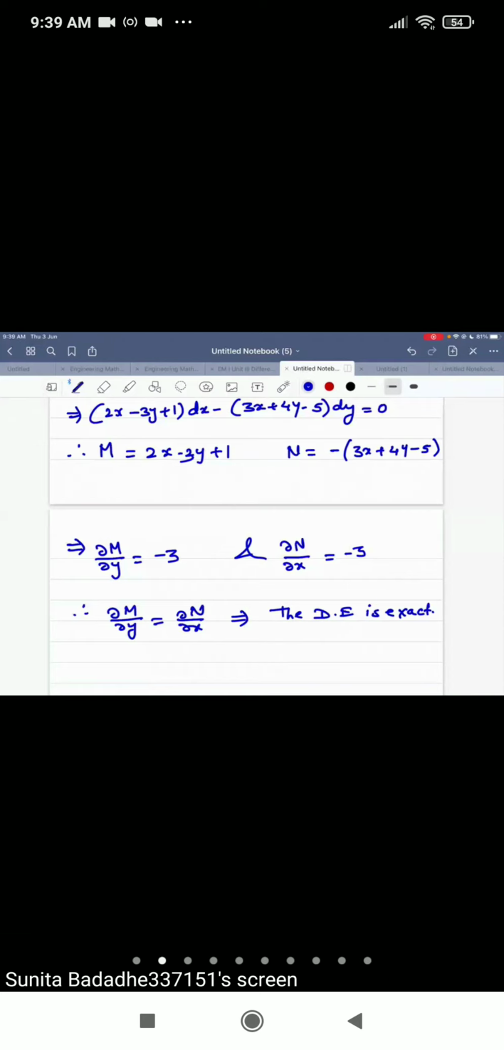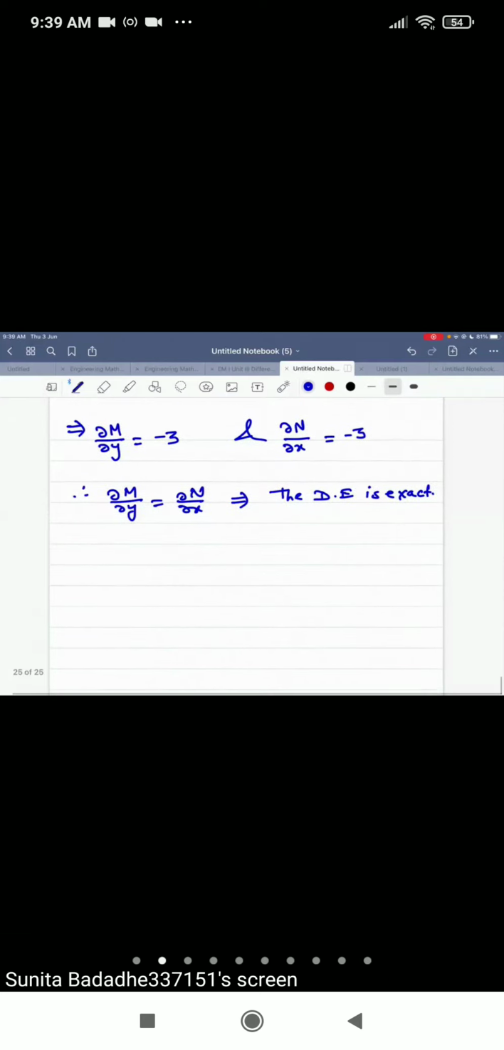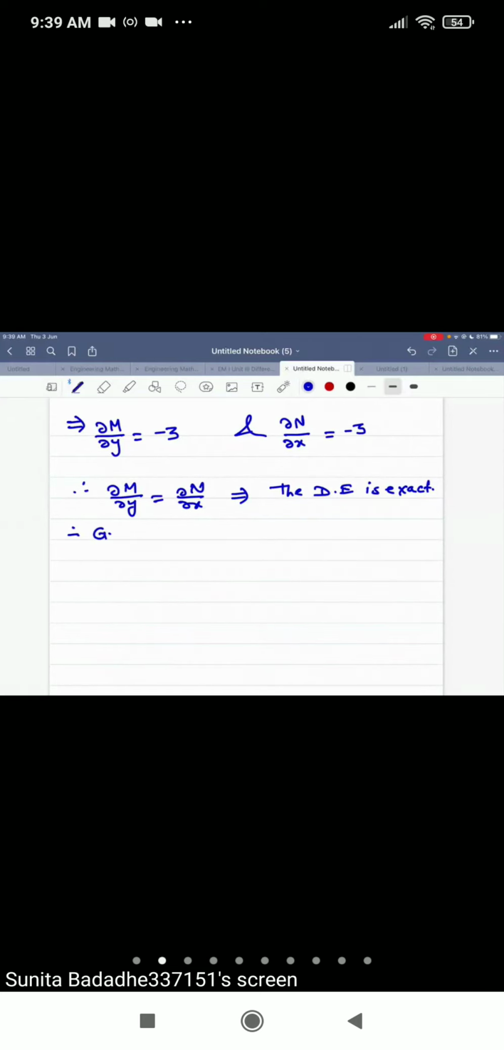Okay, so this differential equation is exact. Therefore, general solution is given by, what is the formula for general solution? Write it in your notebook. I hope everybody is solving. See, students, as compared to M1, M2 is quite difficult. If you are not regularly practicing or writing with me, you will be in trouble.